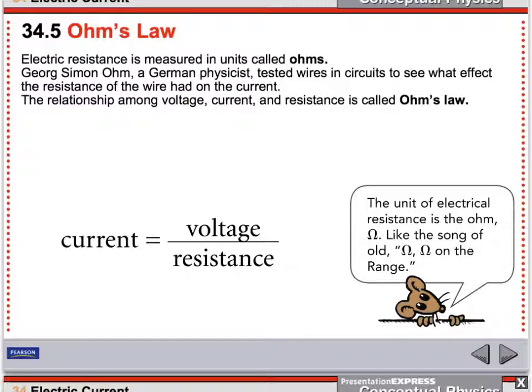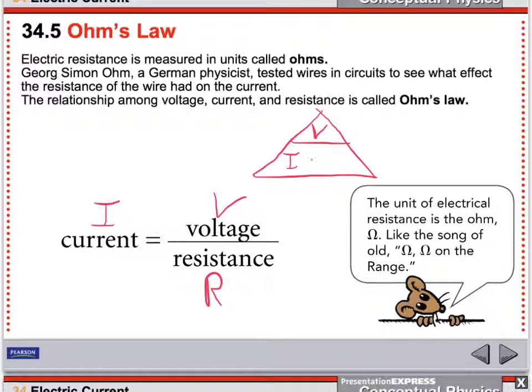A lot of times the letter I is used to represent current, V for voltage, R for resistance. You could use the triangle method to help solve Ohm's law problems. Voltage equals current multiplied by resistance. If you want to know the resistance of something, you cover up the R and it's voltage divided by amps. If you want to know the amps, it's voltage divided by resistance. If you want to know the voltage, it's current times resistance. That's one way to look at it.